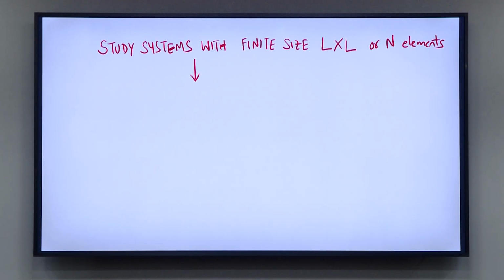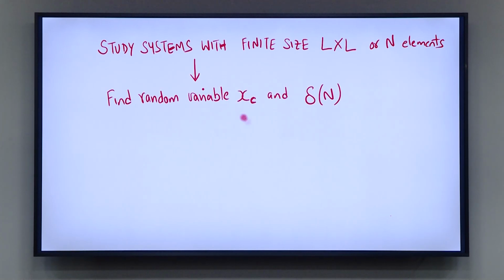So the route taken now, because you can't study infinite systems, is you study a finite system of L cross L size and they have n elements, and then you can find what is xc, but it will keep changing for the finite system. And you can also find delta n, how much it changes from the average value. I did it 10 times on a computer with a finite system. I got this average value. This is the way it keeps changing. Then from that I can find nu, because delta n has a certain dependence on n.